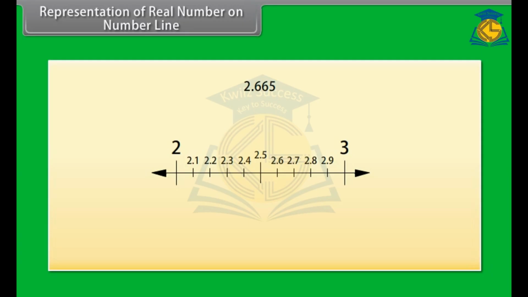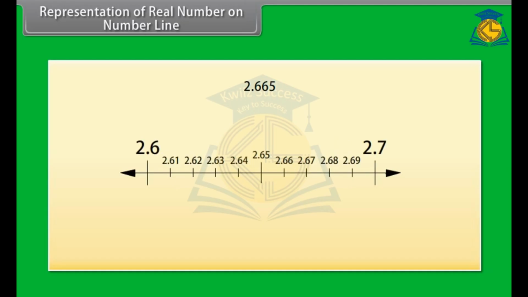For a clear view of numbers, now the first part represents 2.1 and the second part is 2.2 and so on. Here 2.66 lies between 2.6 and 2.7. Now focus on the portion between 2.6 and 2.7. Divide this again into 10 equal parts. The first part represents 2.61, the next 2.62, and so on.